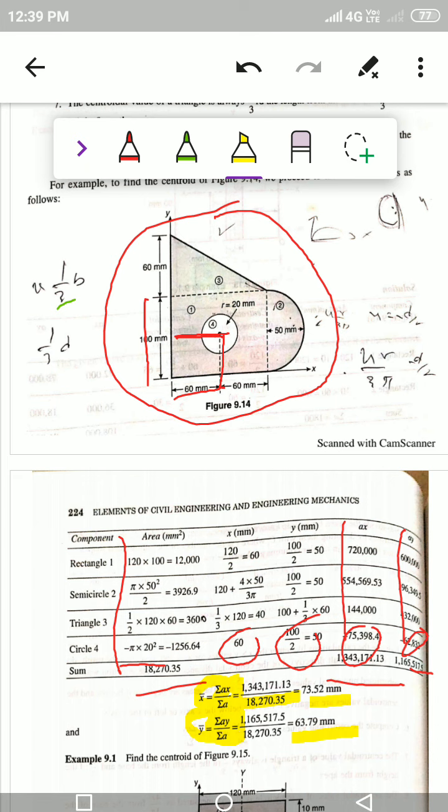So just try to solve this problem. If you can keep your textbook with you, just try to solve this problem. If you have any doubts, you just clarify them. Thank you.